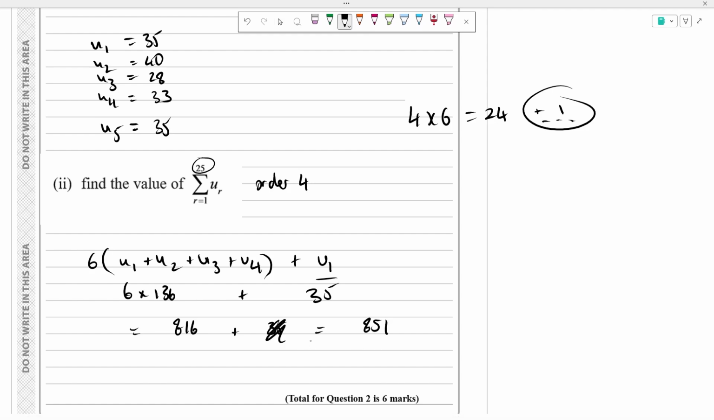Yes. And let me write my 5s a bit more nicer because they look a bit ugly. There we go. And that should be your final answer.